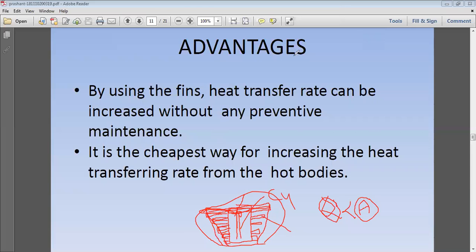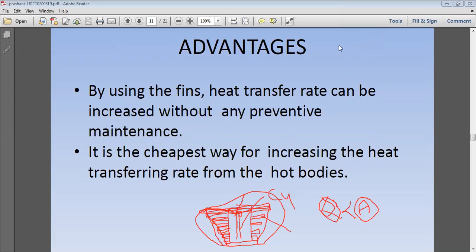The main advantage of this is that using the fins, the heat transfer rate can be increased without any preventive maintenance. It is the cheapest way of increasing the heat transfer rate from the hot bodies. So we can adopt this technique, which is very low cost and effective. That is the advantage of this type of fins.